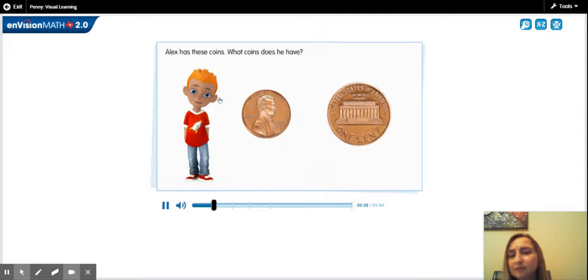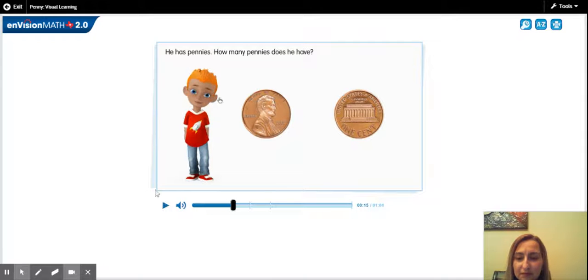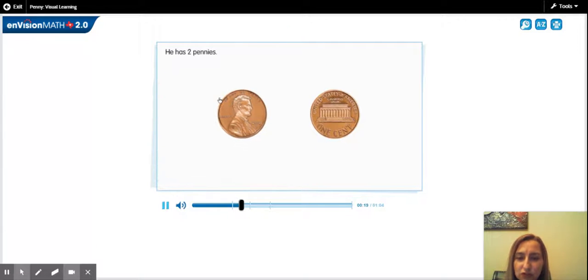Alex has these coins. What coins does he have? He has pennies. How many pennies does he have? How many pennies do you see, boys and girls? And let's check your answer. He has 2 pennies. 2 pennies, correct. What is the value of each penny? Each penny is worth 1 cent.